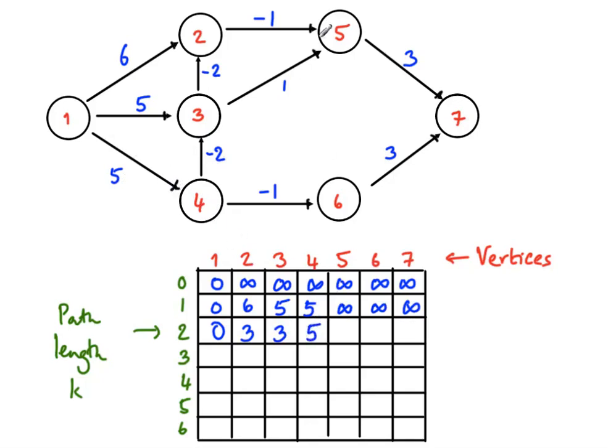Now we look at 5. Okay, remember we are talking about the previous step. So in the previous step, we could come to 2 with cost 6, or we could come to 3 with cost 5. If we come to 2 with cost 6, then it's 6 minus 1 is 5.